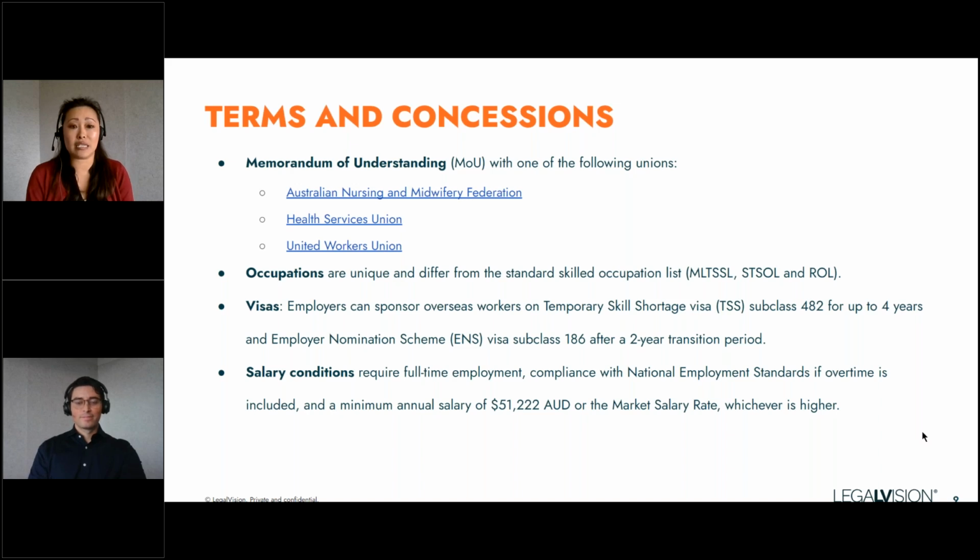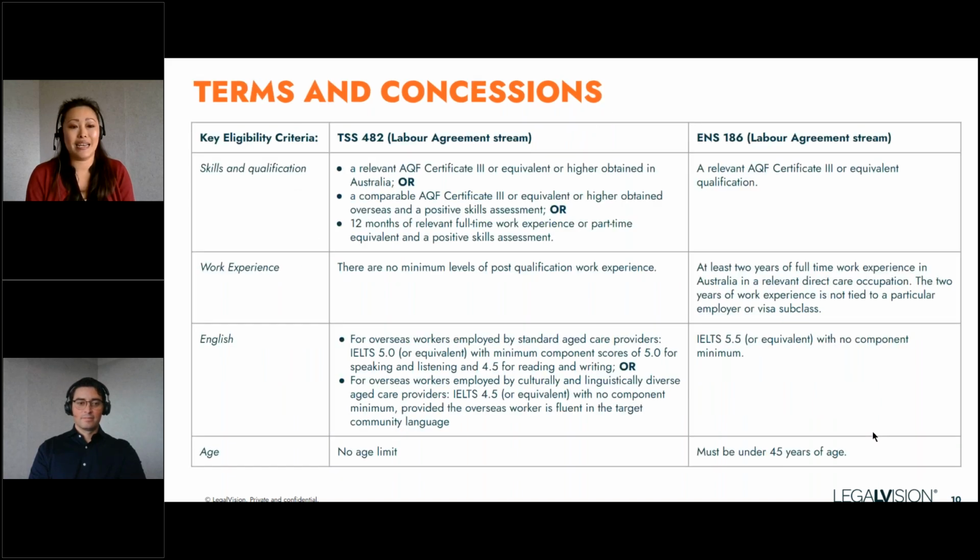There are also concessions to salary as well. So as you know, from 1 July 2023, the TSMIT, or the minimum salary component, increased from 53,900, I believe, to 70,000. Under the aged care labour agreement, the actual minimum salary is 51,222. So there are salary concessions available as well. So moving on to the next slide.